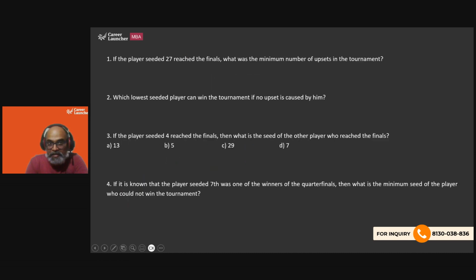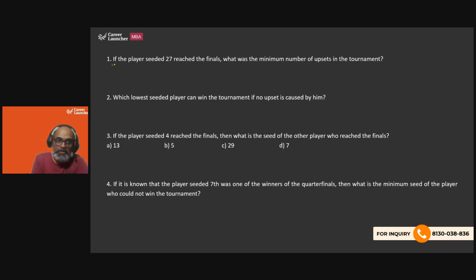Let's look at the questions that are asked. If the player seeded 27 reached the finals, what was the minimum number of upsets in the tournament? Which lowest seeded player can win the tournament if no upset is caused by him? If the player seeded 4 reaches the finals, then what is the seed of the other player who reached the finals? If it is known that the player seeded 7th was one of the winners of the quarterfinals, then what happens, and so on. So out of 4 questions, 3 are TITA and 1 has got definite options.